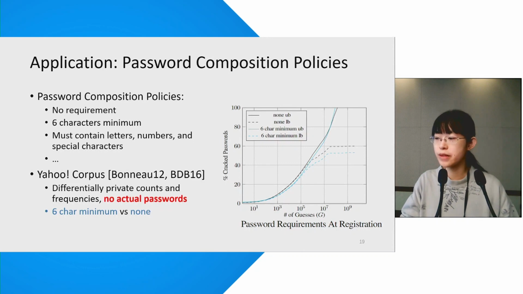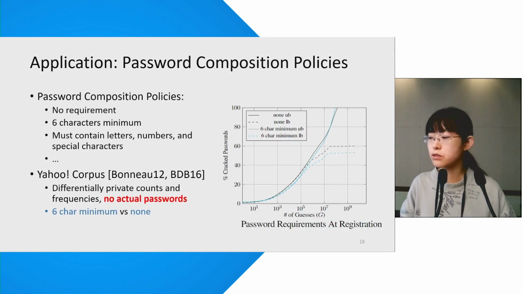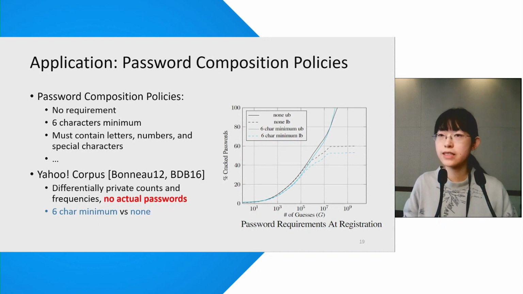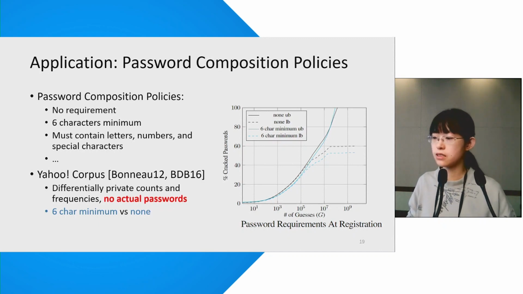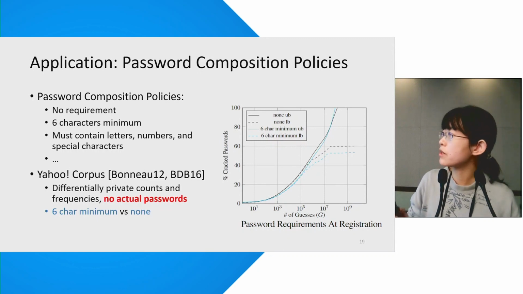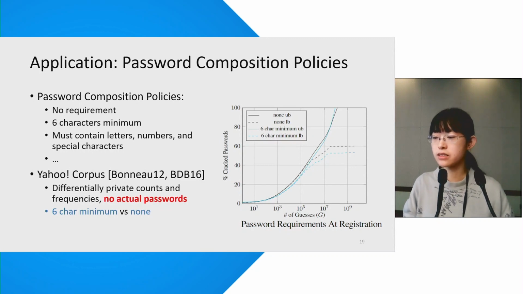Another application would be identifying secure password composition policies which yield password distributions that are more resistant to password cracking attacks. The Yahoo Password Frequency Corpus allows us to compare password distributions of user passwords that are selected before and after applying this 6-character minimum policy. Using our bounds, we show in the plot that applying this 6-character minimum policy can slightly increase the resistance to offline attacks. We also evaluate several other password policies in our paper and demonstrate more plots.